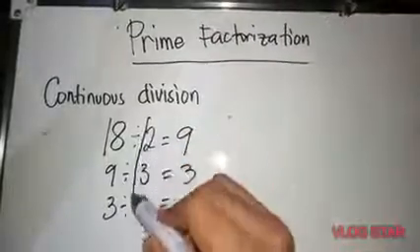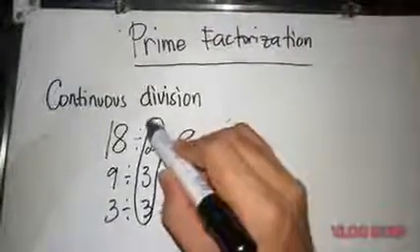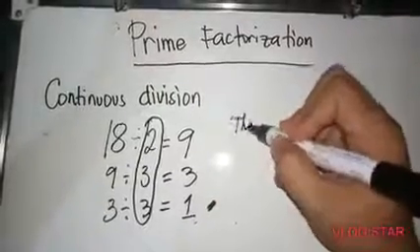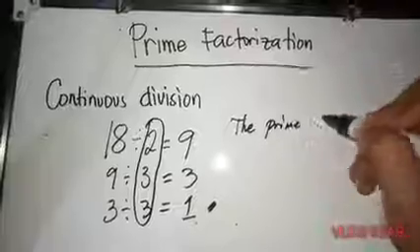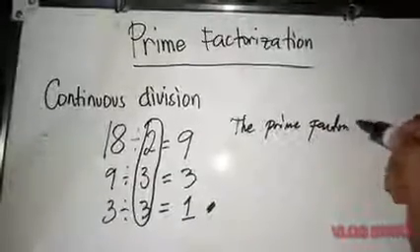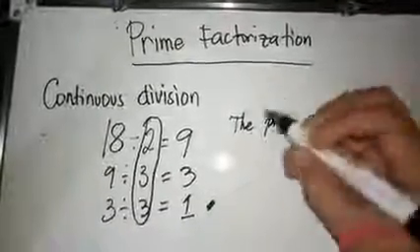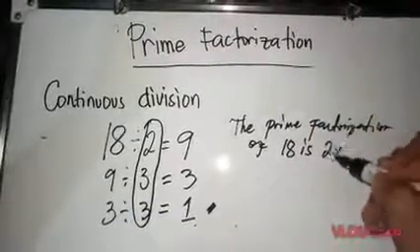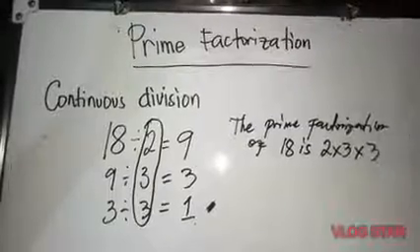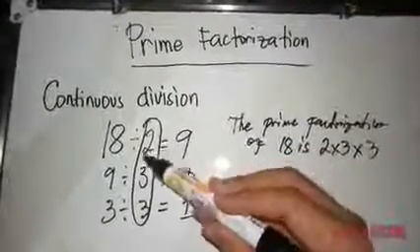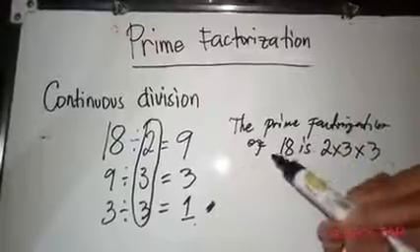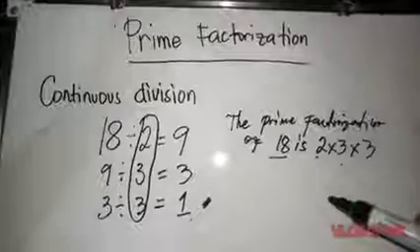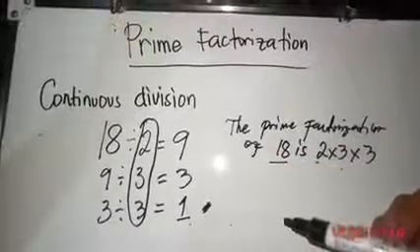So this is our prime factorization for 18. The prime factorization of 18 is 2 times 3 times 3. Your prime factorization must be equal to the number. So 2 times 3 is 6 times 3 is 18, and that is continuous division.